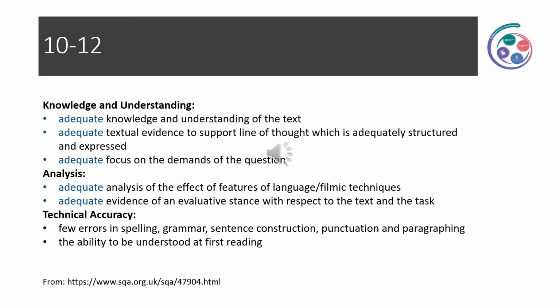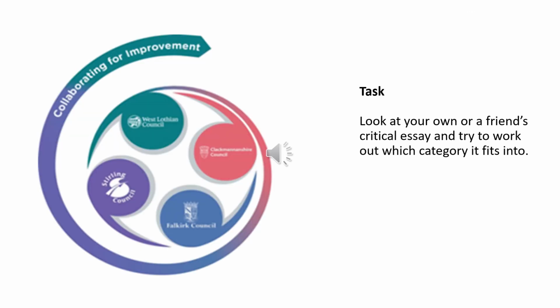There are also explanations of 0 to 10 if you want to see them, and those are on the SQA website. It's a good idea to look at your own or a friend's critical essay and try to work out which category it fits into. If you're not sure, obviously ask your teacher, and also if you want to know how to move up into higher category, ask your teacher.